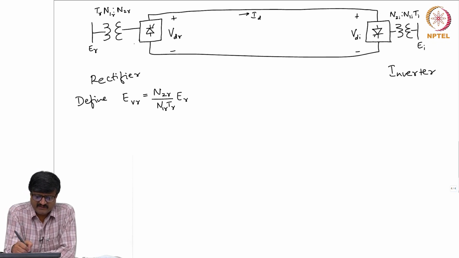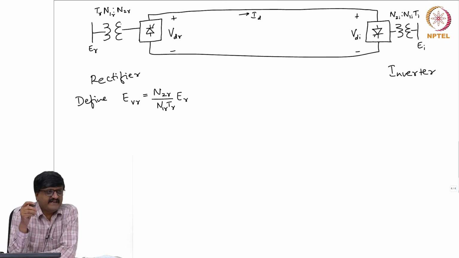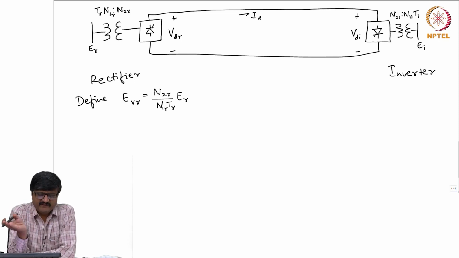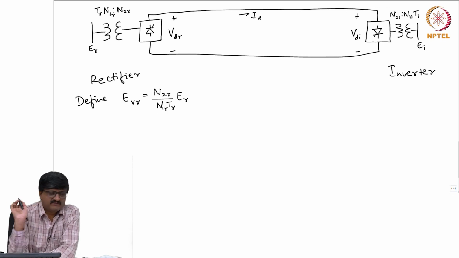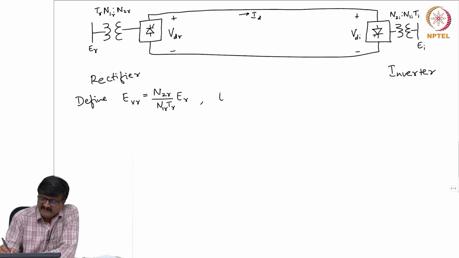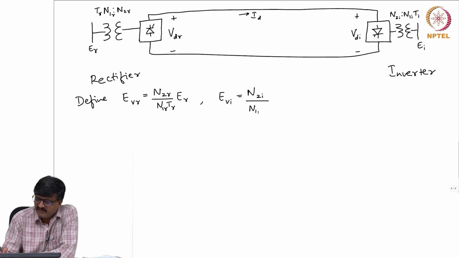Now, I will not show that as the voltage at this point because the transformer is not an ideal transformer, it is this ideal transformer plus a leakage reactance. Okay. So I cannot show this voltage EVR in the figure. Please note that, because I have not shown inductance. If I had shown the leakage inductance, then I could have shown this. Now, the subscript V indicates the valve side voltage. See, one is the AC system side voltage ER, EVR is the valve side voltage, V for valve. Okay. Then we also define on the inverter side EVI as N2I by N1I times TI times EI.